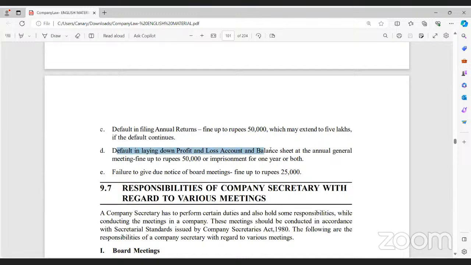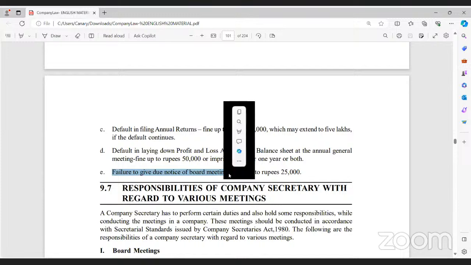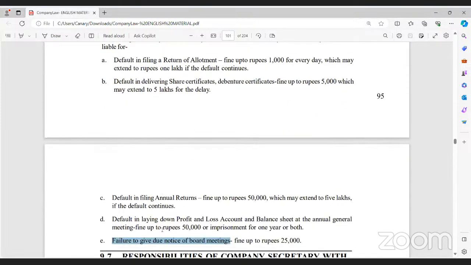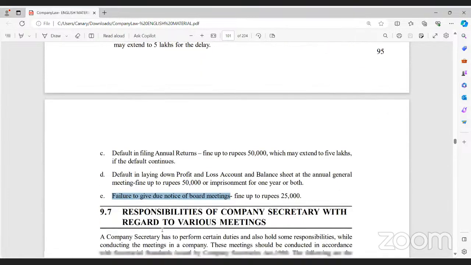Defaulting in laying down the profit and loss account and balance sheet at the annual general meeting. If he fails to submit these reports in the meeting, then also he will be fined. Failure to give due notice of a board of directors meeting to the concerned members. If he does not communicate about the meetings of the board of directors to the members eligible to attend, then also he will be fined. So all are simple, five points, easy to remember.